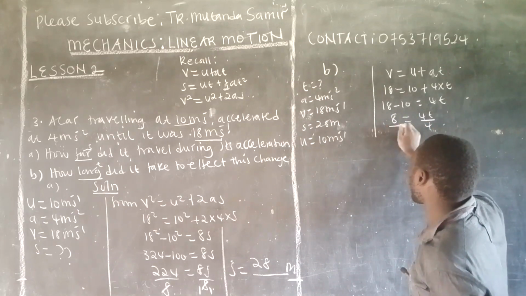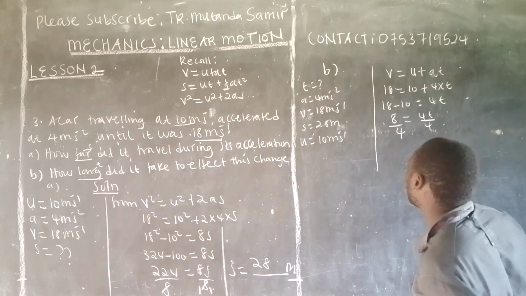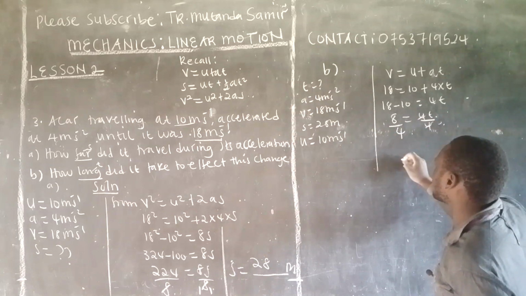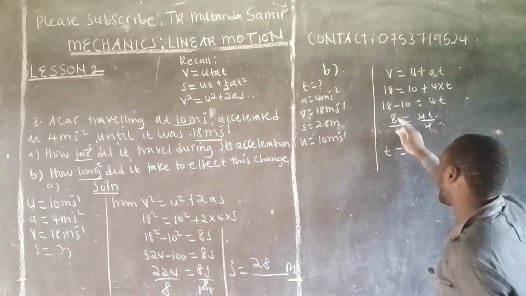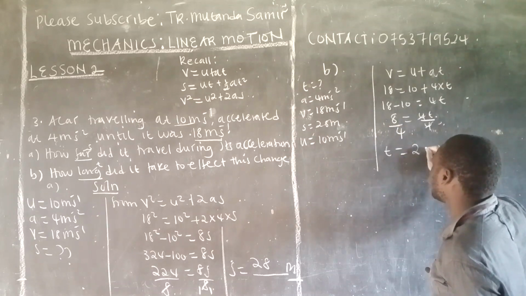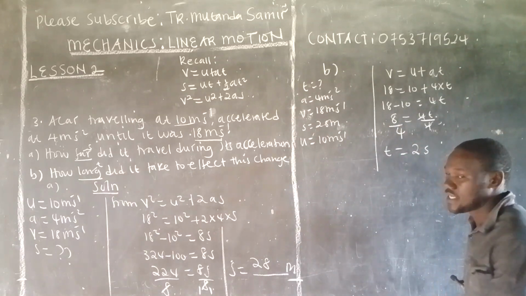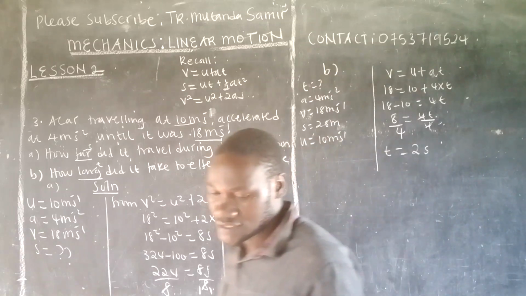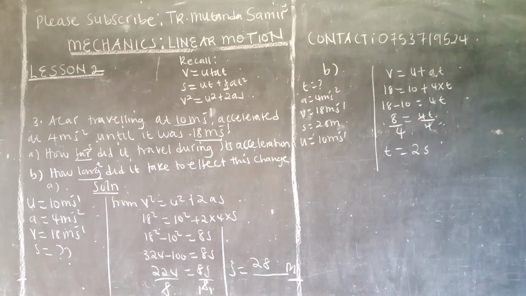Divide by 4. What are we going to have finally? This cancels out. I find that T is equal to 8 divided by 4. You'll get 2 seconds, because time is measured in seconds. As simple as that.